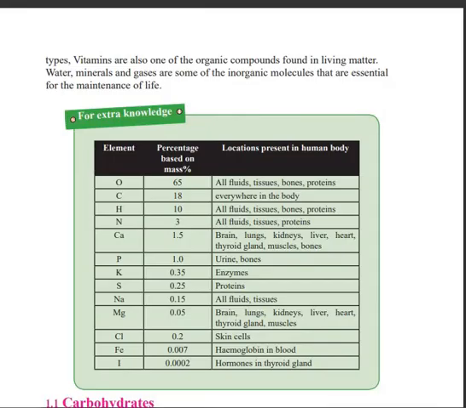Hi students, in the last video I said today I will teach about carbohydrates, and now I am going to teach you carbohydrates. Come, let's go to the lesson.